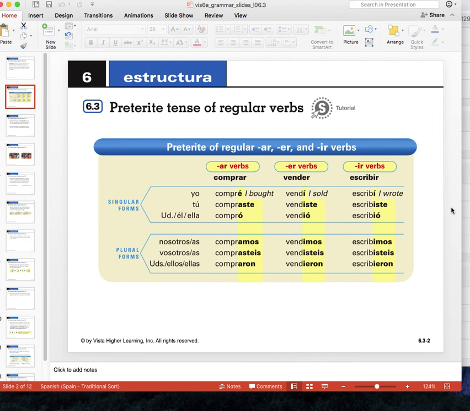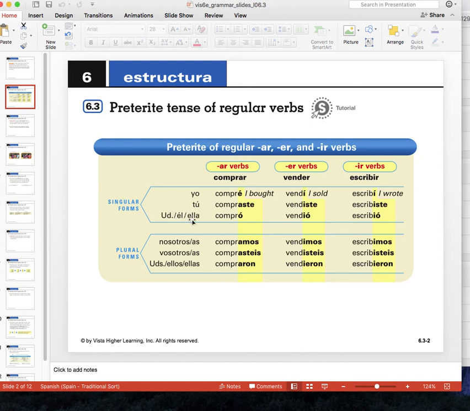Here we have the three verb types in Spanish, verbs that end in AR, ER, and IR. Notice where it's highlighted here in the PowerPoint. For AR verbs, we take off the ending, and for the yo form, we add an E with an accent over it, and it sounds like compré. Go ahead and repeat at home, yo compré. For the tú form, again, we drop off the AR and we add aste. So for you bought, we would say, repita, tú compraste.